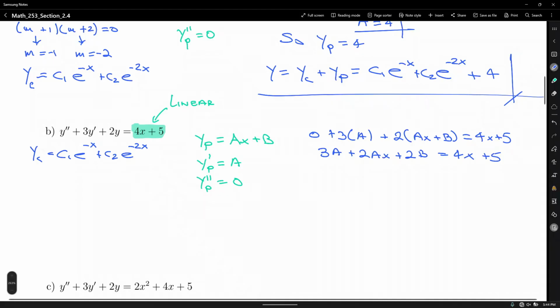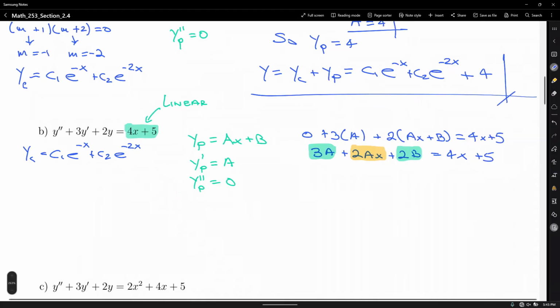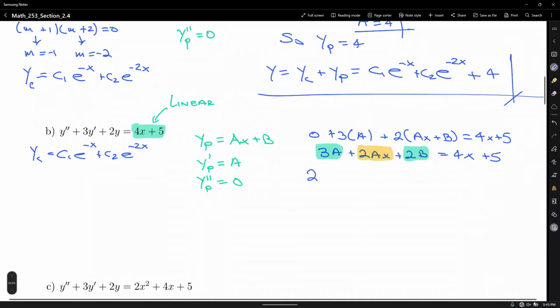Notice how we have terms with undetermined coefficients containing x and some other terms containing undetermined coefficients without any x's. Let me actually highlight them for you. I'm going to highlight with green the constant terms, and with yellow the one that is multiplying the x. So I'm going to write 2a x plus, open parentheses, 3a plus 2b, and then equals 4x plus 5.